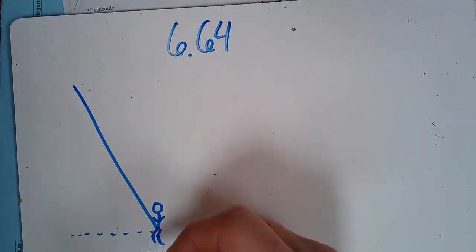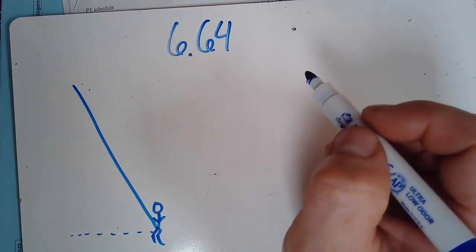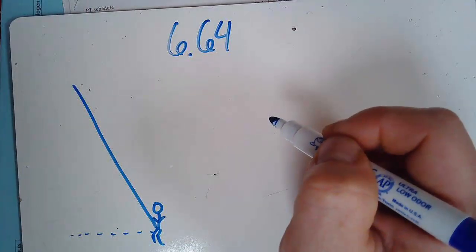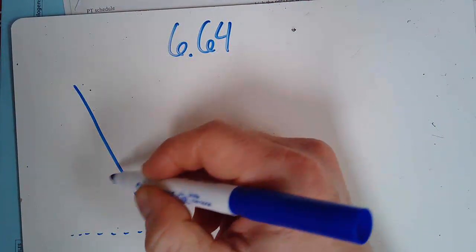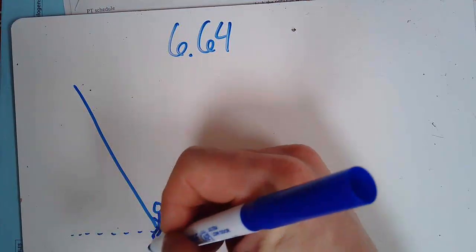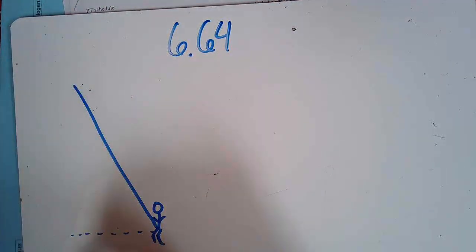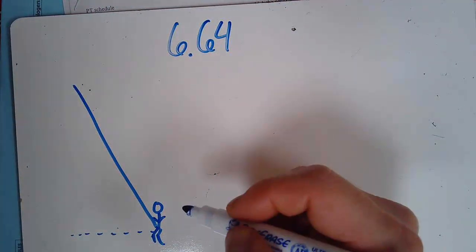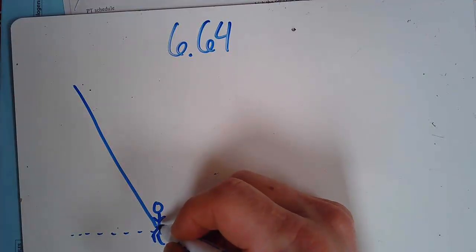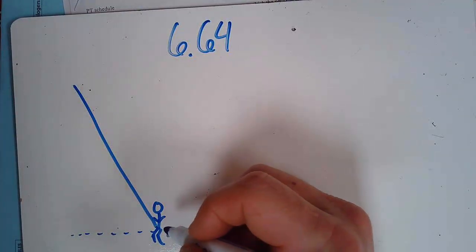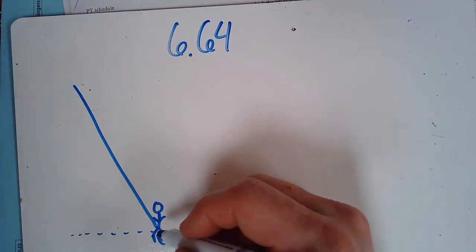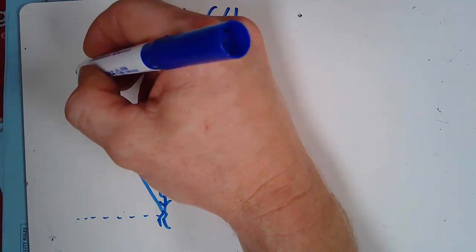So this is 6.64 on the mastering. We have our rider on the carousel, riding around in a circle. This is the view from either behind or in front of the rider. And the place I'm going to start with is actually doing the free body diagram for the rider.